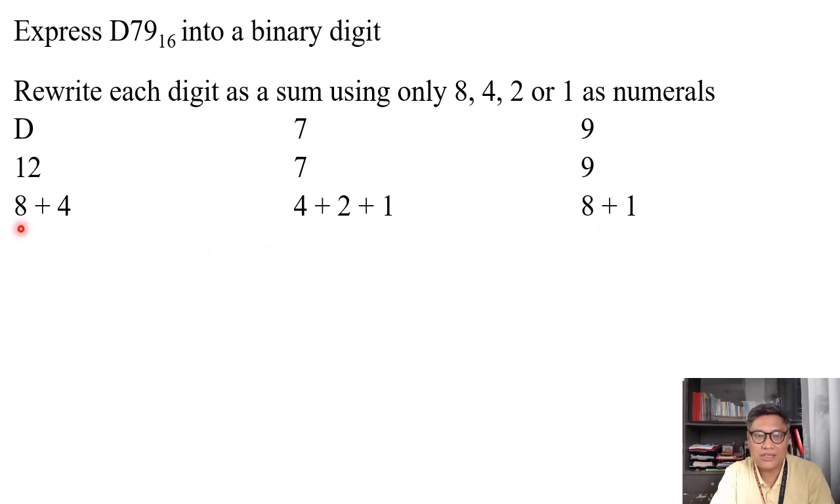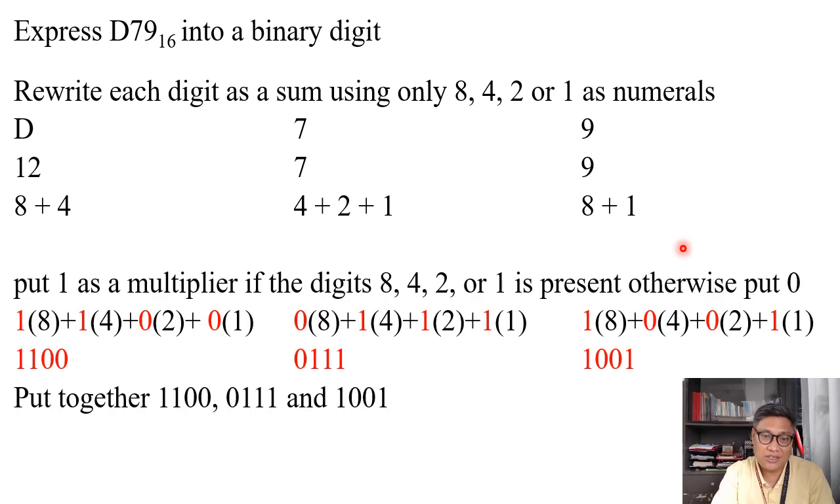Then the next step, class, is we multiply the digits that are present by 1, and those digits that are not present out of the 8, 4, 2, and 1 will be multiplied by zeros. So here we have the 8, 4, 2, and 1. For the 12, only the 8 and 4 are present. So we have 1s here, then the rest will be zeros. For 7, the 4, 2, and 1 are present, so they are multiplied by 1, but 8 is not, so it will be multiplied by 0. And for 9, it is represented by 8 and 1. So they will be multiplied by 1, then the rest will be zeros.